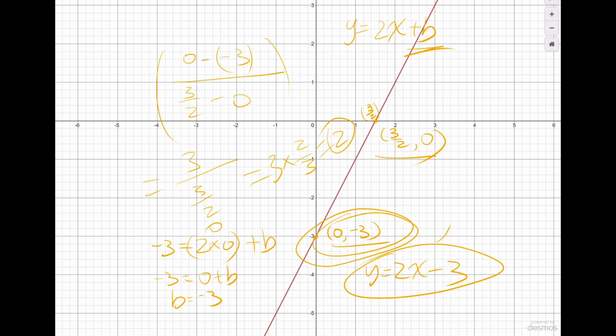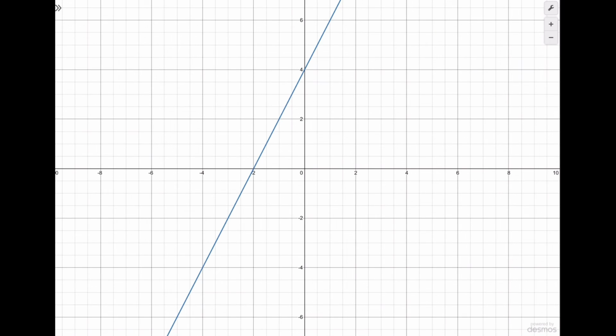We can try this on the second point. So y in this situation is 0, equal to 2 times 3 over 2, minus 3. 0 is equal to 6 over 2, which is 3, minus 3, which is correct, meaning that we got our equation right. y is equal to 2x minus 3. Pause the video again and see if you can solve this problem.